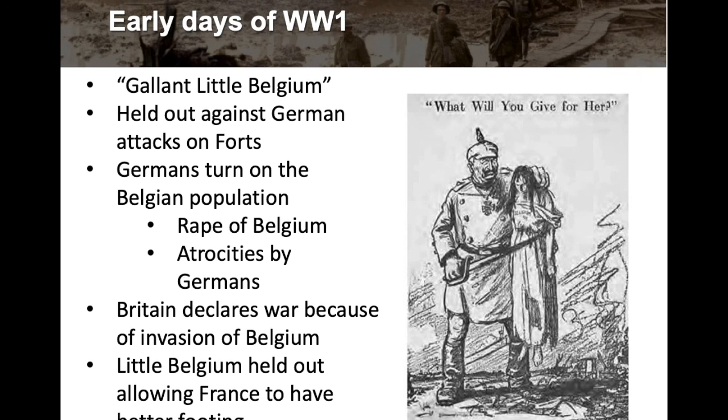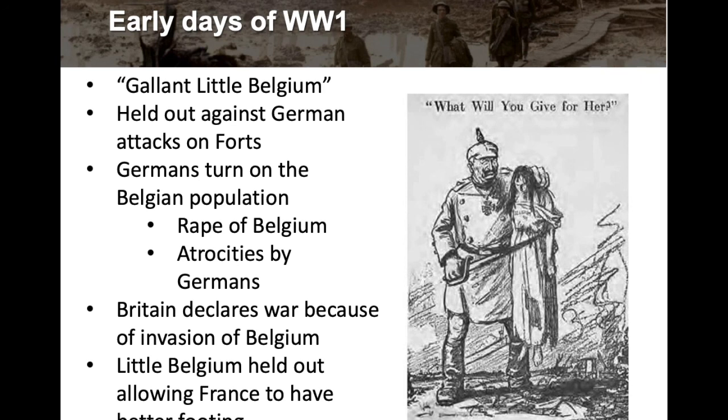And there's an event called the Rape of Belgium. And this is where the Germans basically just go crazy. They execute Belgians, they rape women, they kill children. I mean, it's just atrocities committed by the Germans as they move through Belgium. Britain declares war because of the invasion of Belgium. And Little Belgium held out, allowing France to have a better footing.